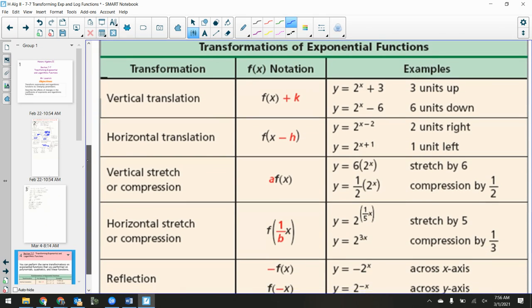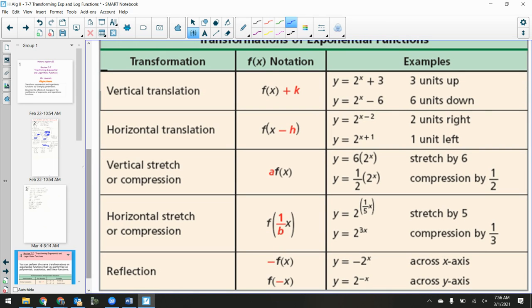Now, you'll notice here that the f of x notation column is not new. All of the middle column is the same notation. Vertical translation, f of x plus k. Horizontal translation, f of x minus h in parentheses. Vertical stretch or compression, a times f of x. Horizontal stretch or compression, f of 1 over b times x, inside the parentheses. Reflections, got the negatives going on. One's inside, one's outside. Reflection across the x-axis, negative on the outside. Reflection across the y-axis, negative on the inside. None of that is new. What's new is how we apply it to the exponential.